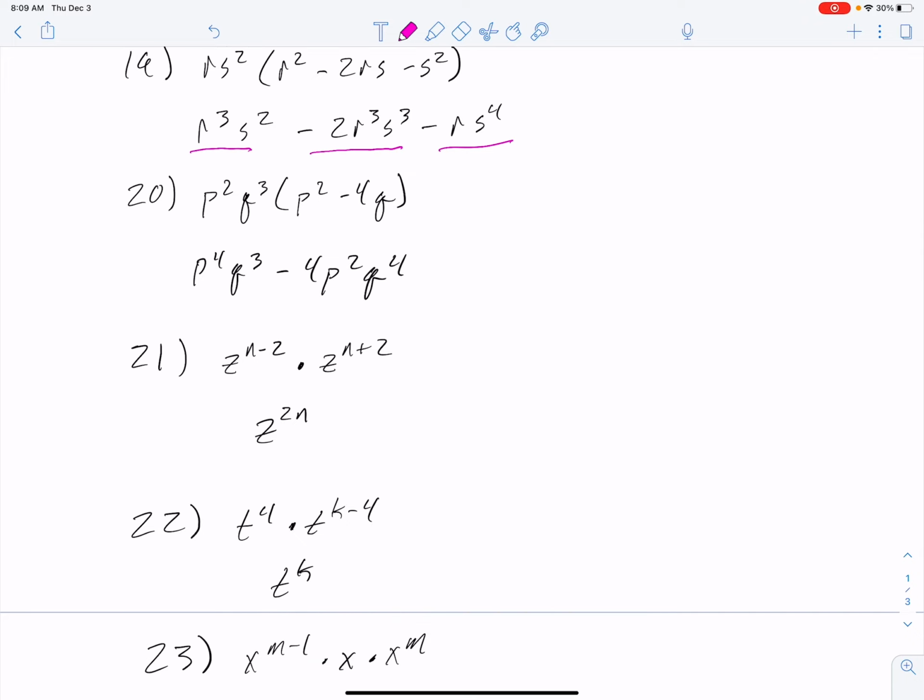Similarly, p squared q cubed times p squared gets me p to the fourth q cubed. P squared q cubed minus 4pq multiplied together gets me minus 4p squared q to the fourth.